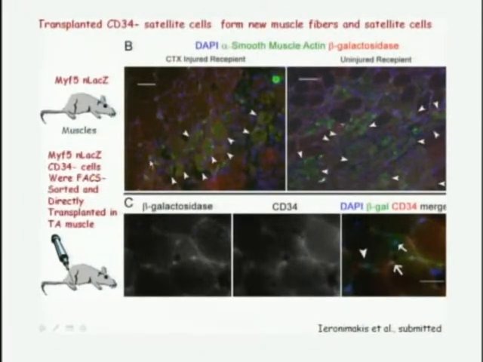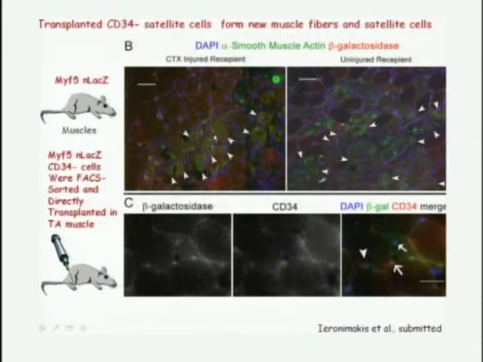We can sort these cells and we can perform transplant directly into the muscle. In order to prove that these cells that we call CD34 negative are really myogenic, we did that. We sorted the cells and transplanted them by direct injection into the muscle. The cells were derived from transgenic mice that express nuclear LacZ driven by one of these muscle regulatory factors, in this case Myf5, so that we can prove that they're myogenic and we can track them in vivo by doing LacZ staining.